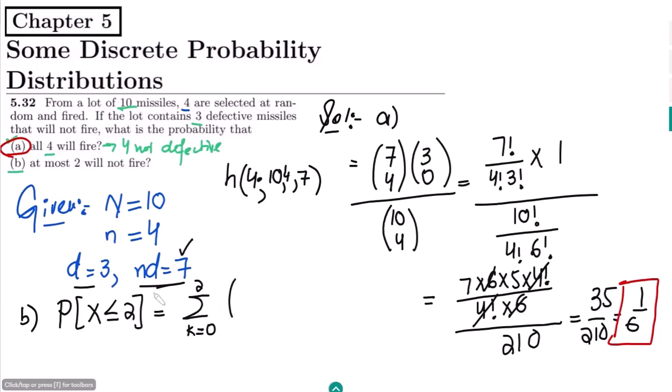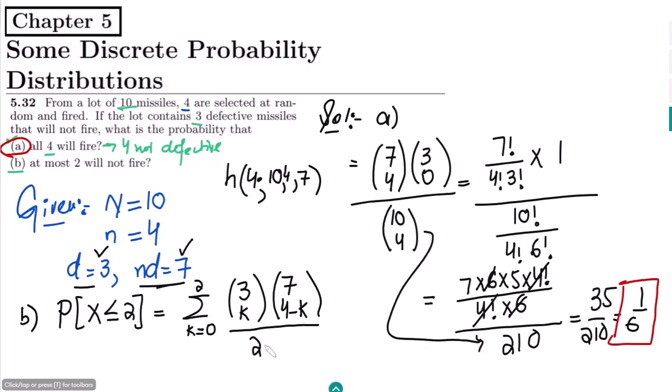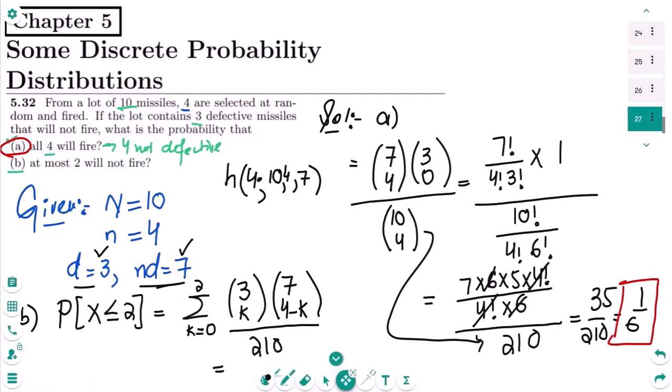So let me write here all the non-firing missiles. These are 3, or D, and from it I have to sample k items. The remaining ones which are working are 7, and here we will have the remaining items. The selected items are 4, and if k are selected here, the remaining items will be here, all divided by 10 choose 4, which is already known and calculated as 210. Let me calculate them for all the values.